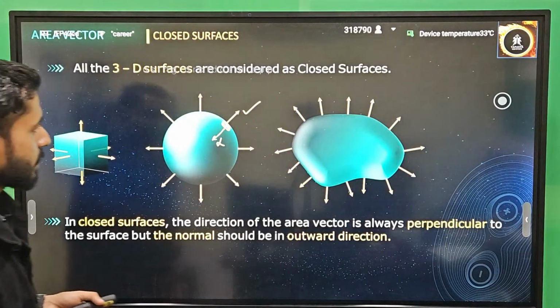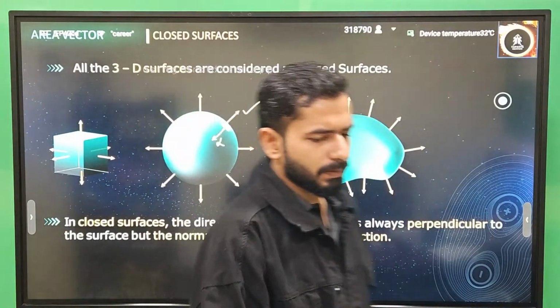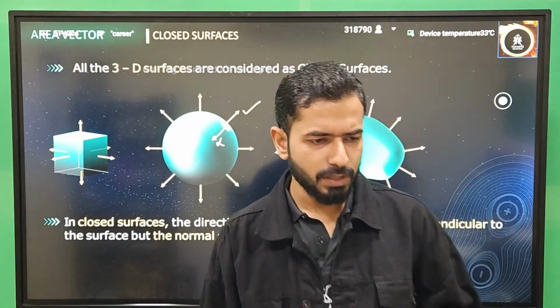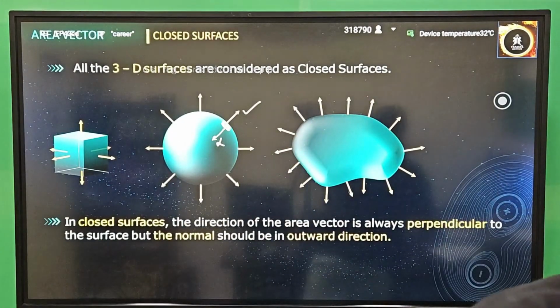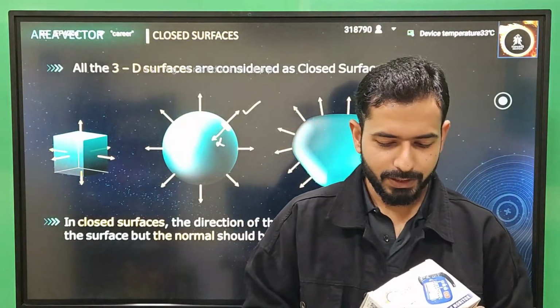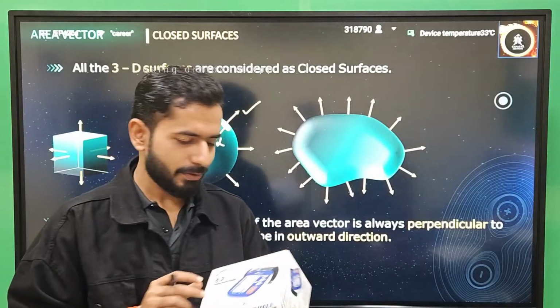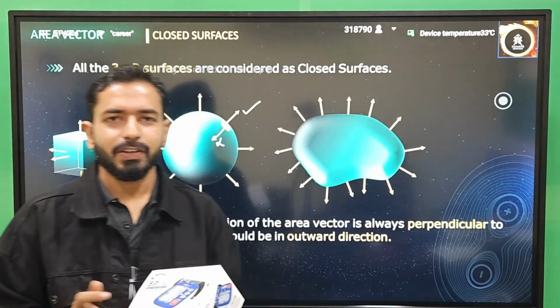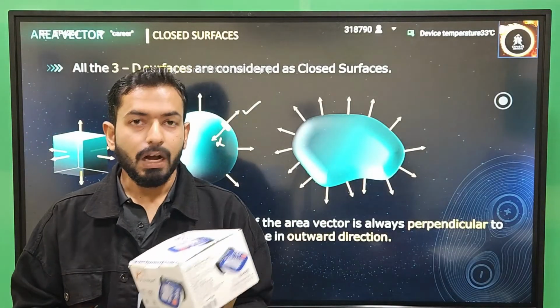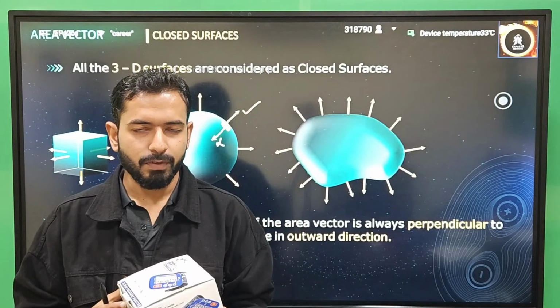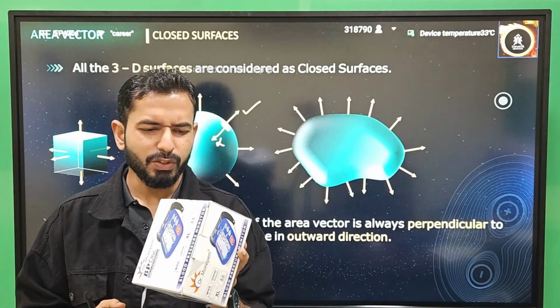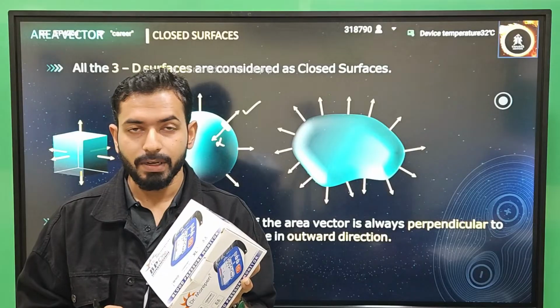So for 3D surfaces, how will the area vector be drawn? Again for 3D surfaces also, let's suppose I take a box for you. Okay, I have stolen it from Shantanu sir. It is his machine box, but I have taken it just for explanation purposes. So how will you define this in 3D? It is a 3D box. You can assume it as a square cubical box.